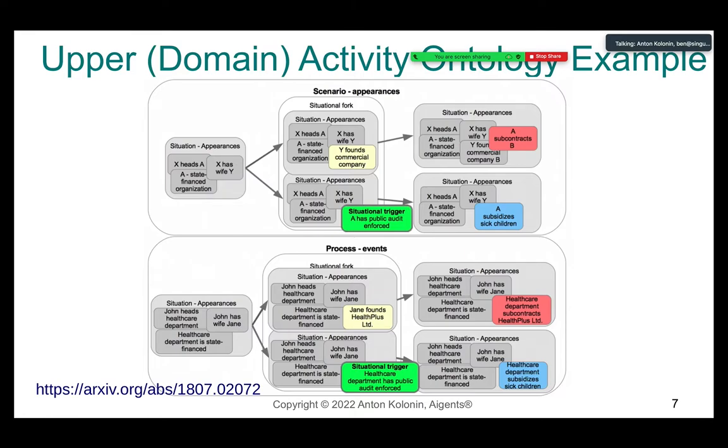Like here we have tried to describe some higher level abstract scenarios and lower level instances or processes, describing some anti-corruption study. At the beginning you have some generic situation when there is some person who is heading some state department, and this person has a wife, and the department is a state organization. And then there is another situation when the person can have his wife found some commercial company. Or there is another situation when an inspection is coming to the State Department, sorting out whether there is a person who has a wife who has some public company, a commercial company, and based on that, whether we are going in this direction or in that direction, there might be different situations.